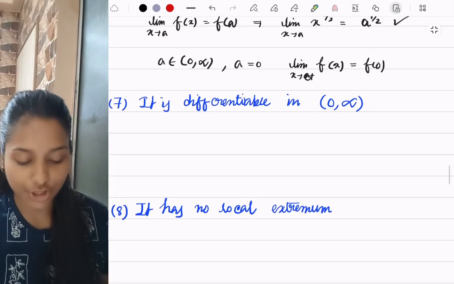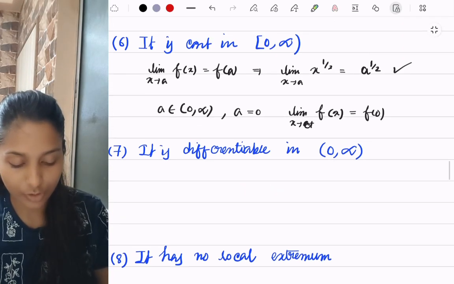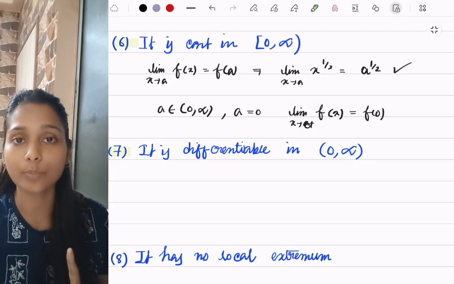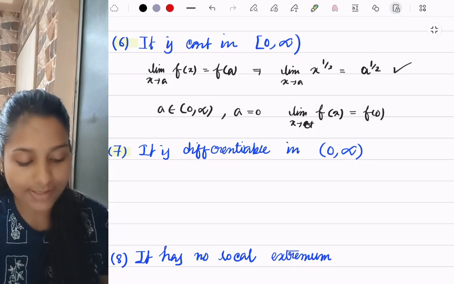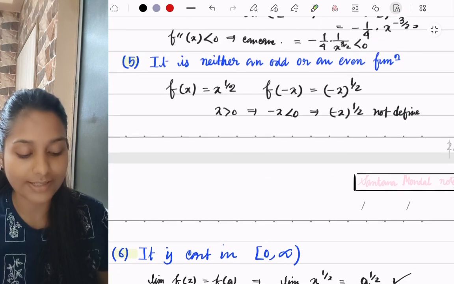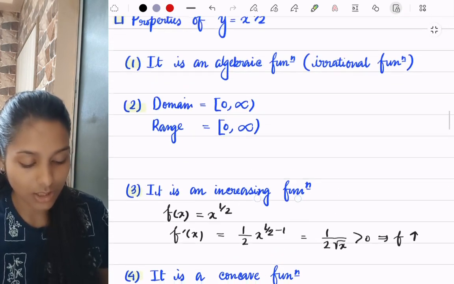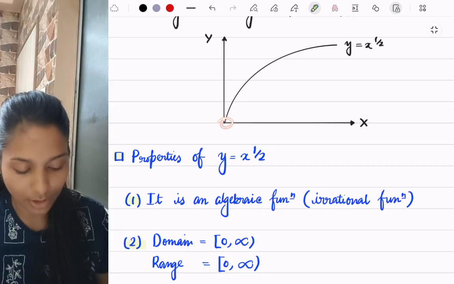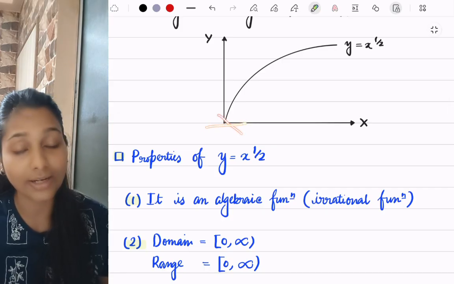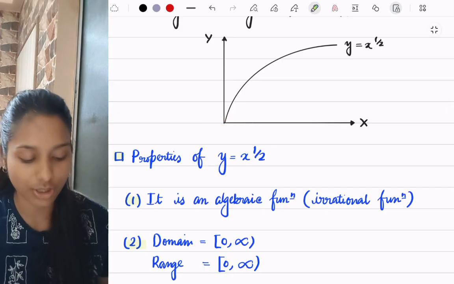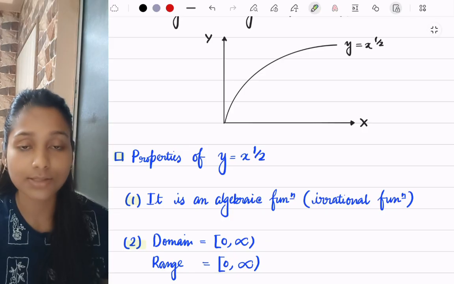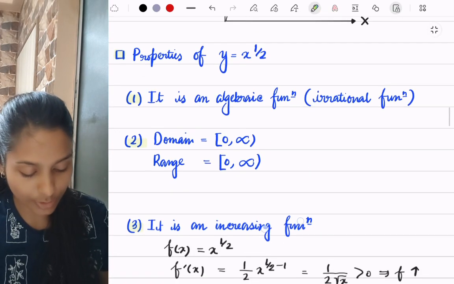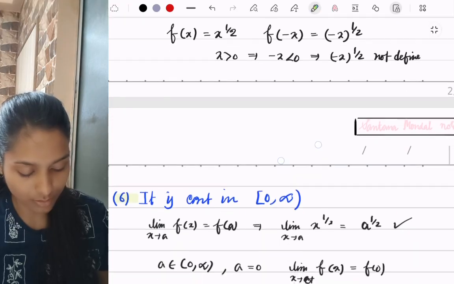Next, it is differentiable in the interval 0 to infinity. So we can understand there is a problem at 0, and obviously from the graph it is evident that here, at the 0 point, we can draw multiple tangents. So the function is not differentiable at x equals 0. So let me first prove it.